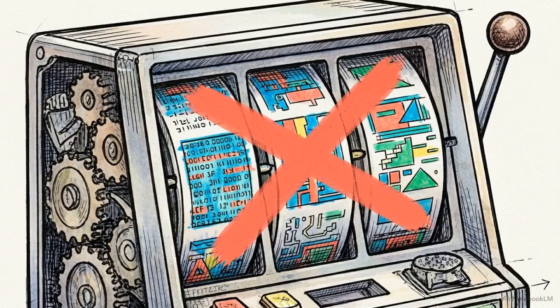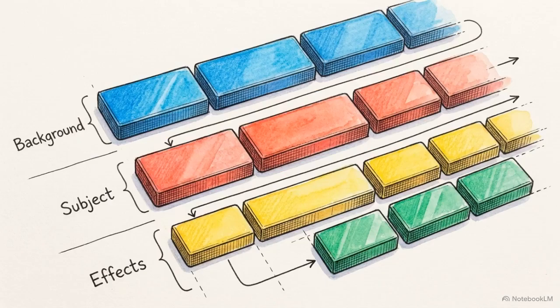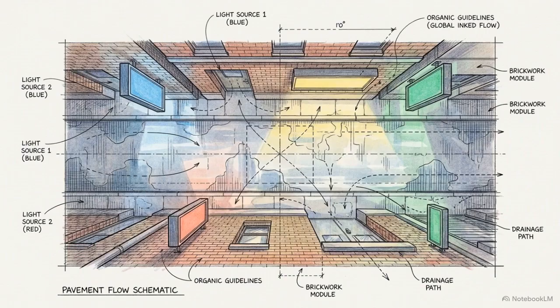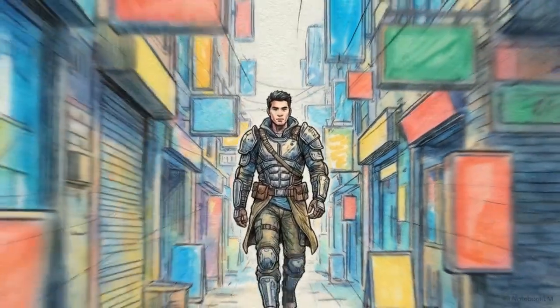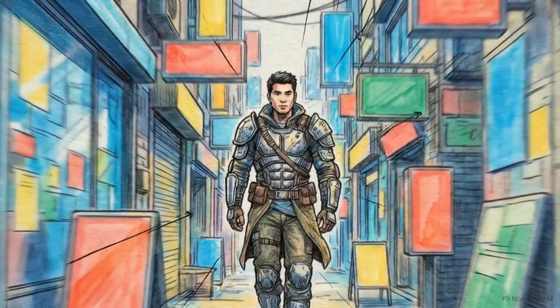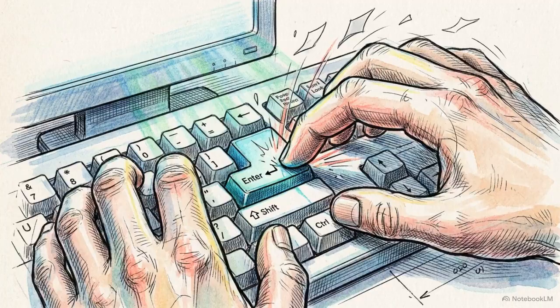By breaking the shot into this stack, the need to endlessly re-roll a complex prompt disappears. You replace a chaotic slot machine with a controlled assembly line. Let's apply this to a dense scenario, a character walking through a neon-lit alleyway. The traditional method prompts the wet pavement, the neon reflections, the character's clothing, and a moving camera all together. You watch it fail, tweak a word, and re-roll for hours.